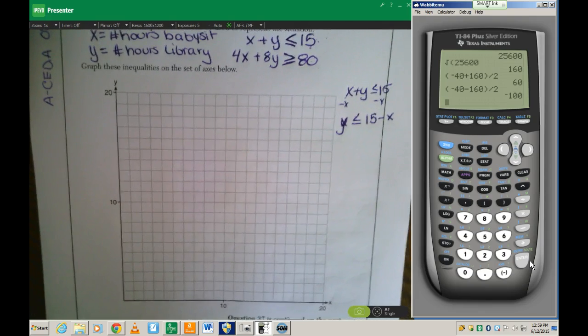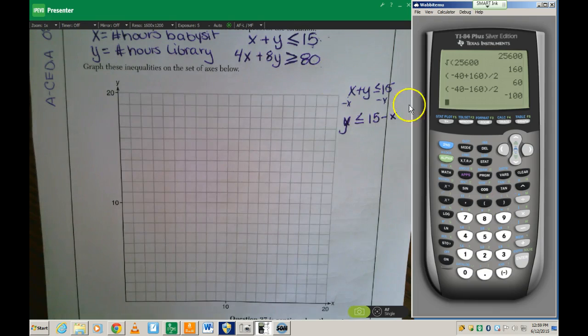I like to do it on the calculator. So I'm going to go to Y equals, hit clear to clear that stuff out, 15 minus X. And we want to have Y values that are less than that. I'm going to go over to the left, and I'm going to put the triangle that's less than, which is on the bottom. That's the triangle on the top for greater than. That's the triangle on the bottom for less than.